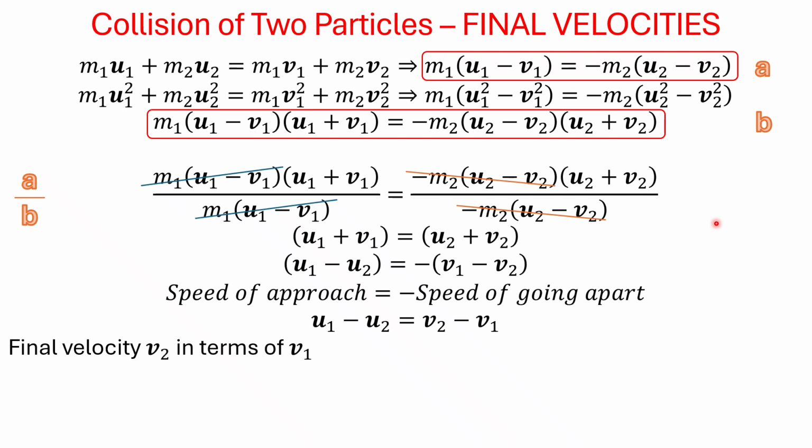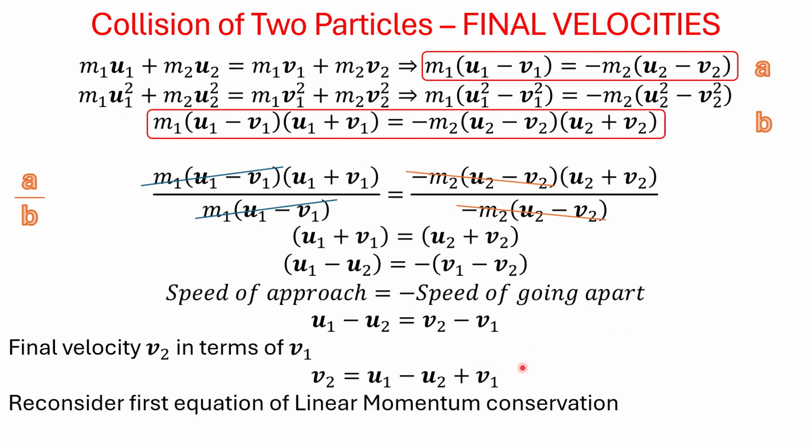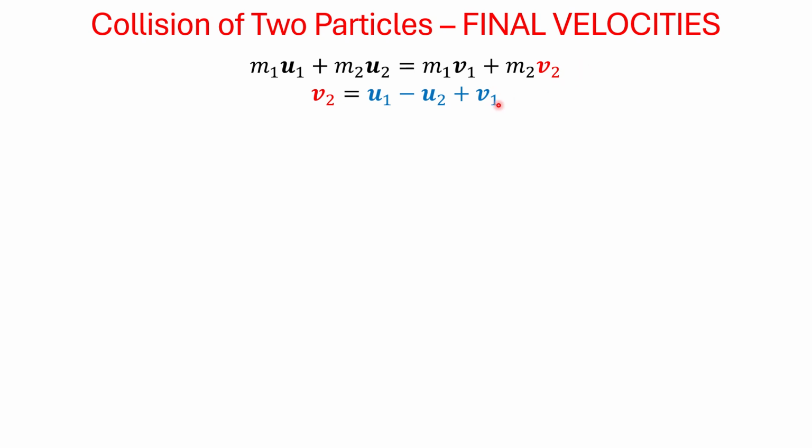And finally, you can write velocity v2 in terms of v1 using this, and it can be substituted in the last equation A that we are considering as conservation of linear momentum. So reconsider our linear momentum conservation equation, and here the v2 term we are going to write in terms of v1, and the last formula we are exploring: v2 is equal to u1 minus u2 plus v1.